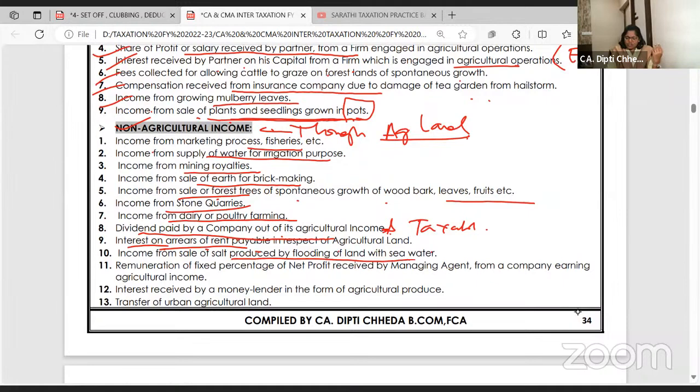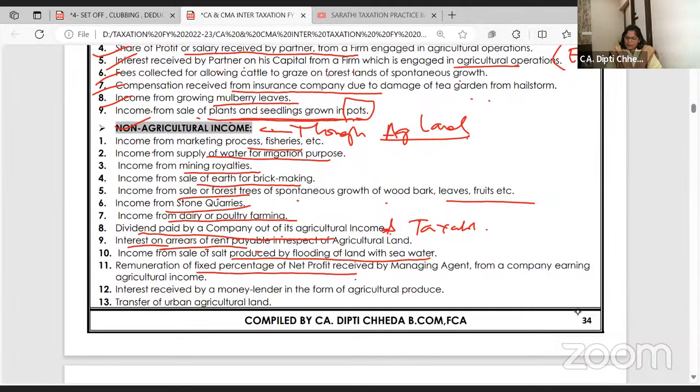Income from sale of salt. Beautiful. If you go to the East Coast and Gujarat and all, they flood sea water into mud beds made like that, and by flooding they make raw salt. Then it is taken to the factory and we get refined salt. All that, even if it is agricultural land, it's not agricultural activity, taxable.